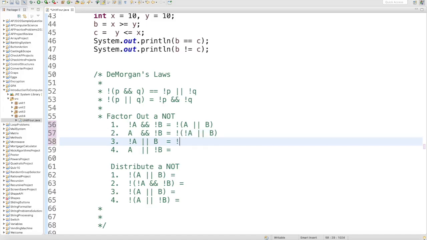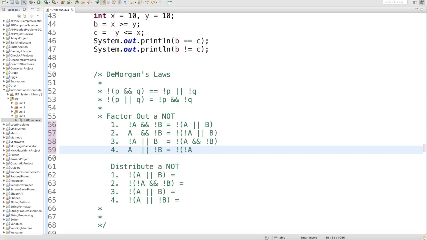Let's factor out a not again. So here, this one has a not A, so I'm just going to go with A this time. I'm factoring out an or, so I've got to get an and. The B doesn't have a not, so I've got to get a not B. I'm factoring out a not again. I got an A, so I'm going to get a not A, because when I distribute it back in, I'll get back the A. The or goes to an and, and we get a B.